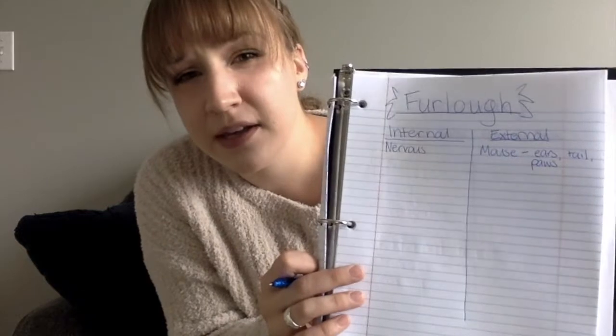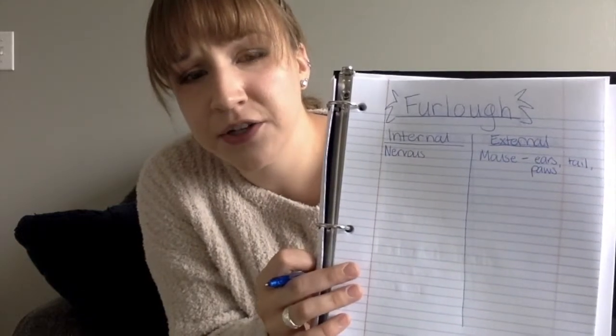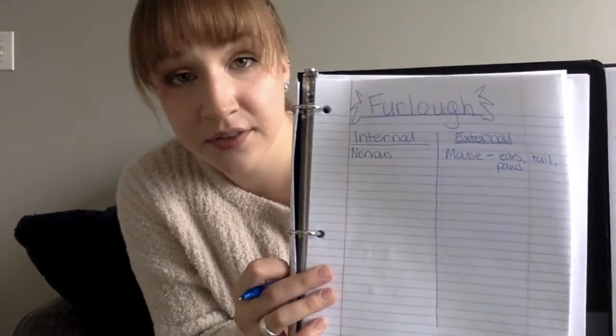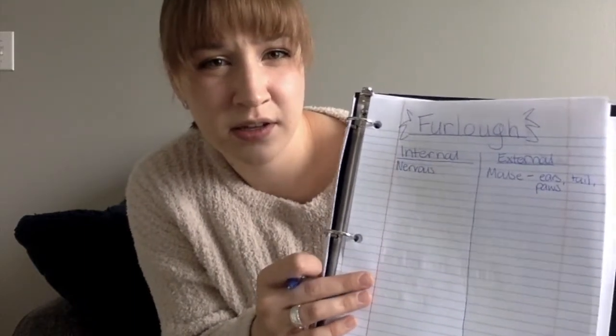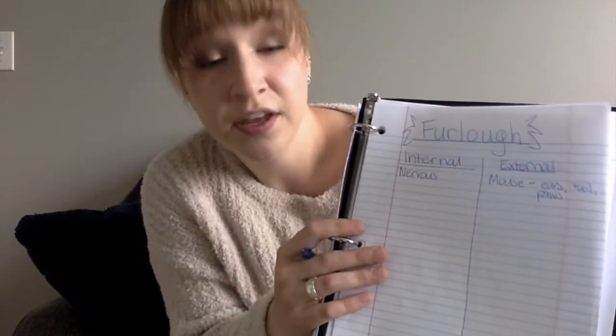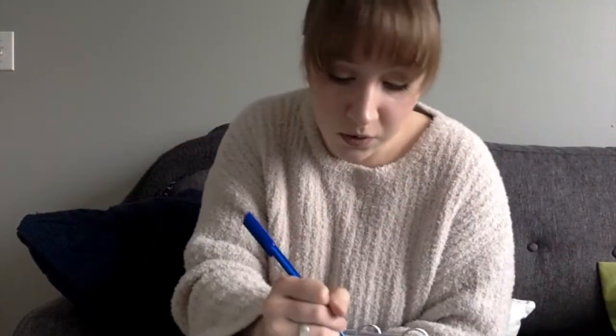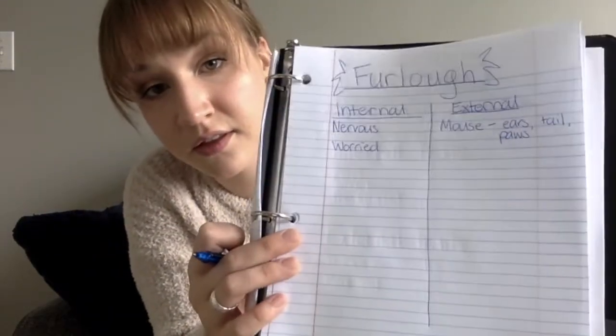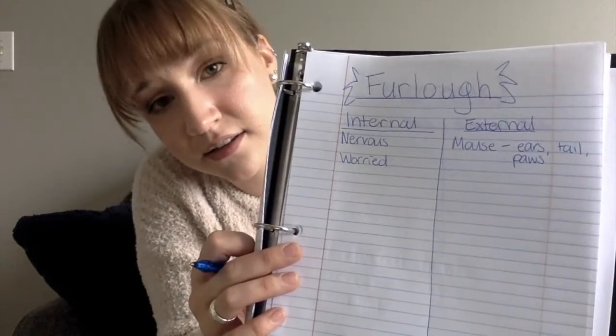What other things could we say about Furlow? Internal traits. How does he act with Despereaux? Does he act worried with Despereaux, or does he act really confident with Despereaux? Yeah, so he acts worried. He's worried about his little brother. So we could say worried is an internal trait because that's how he feels. Any other traits?